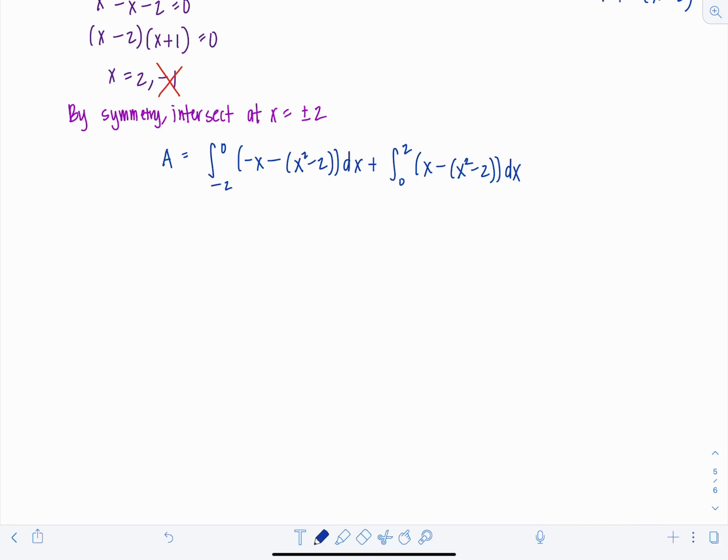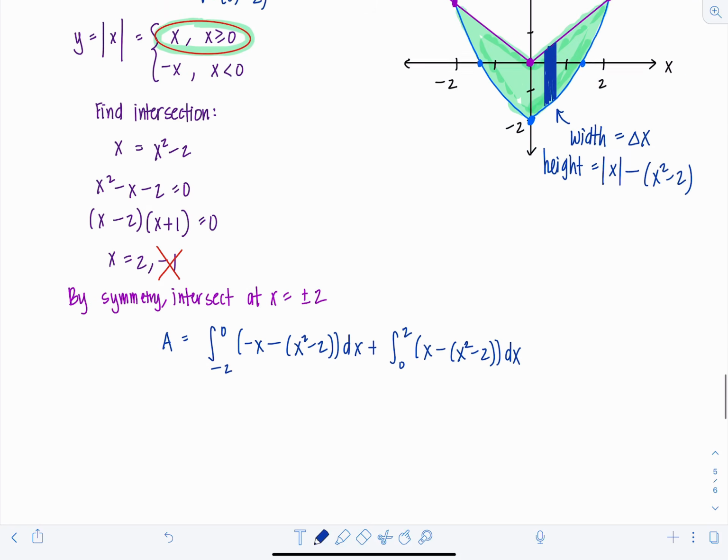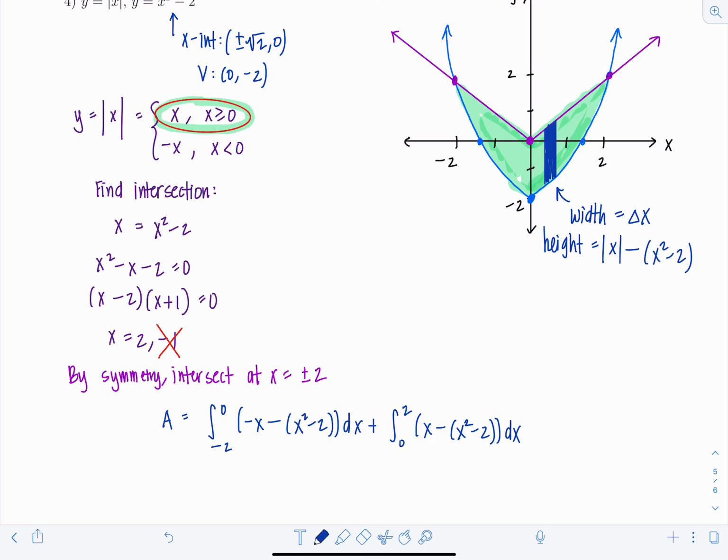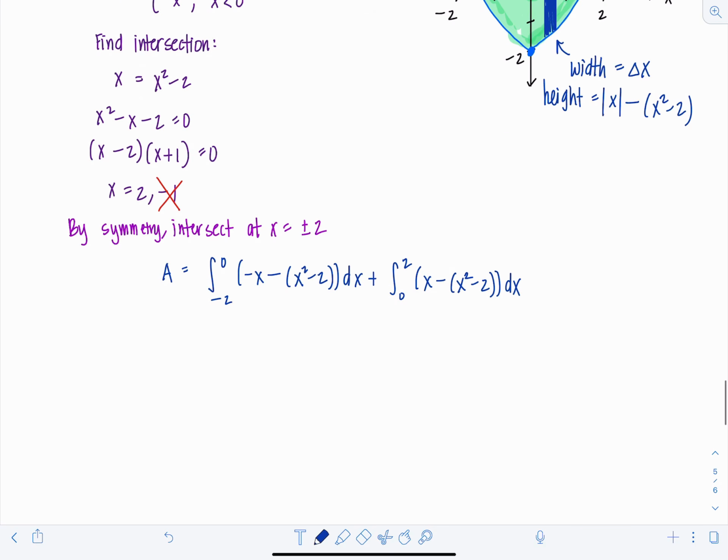Now notice, though, I mentioned earlier that both of these graphs were symmetric with respect to the y-axis. So why bother doing both these integrals? We can just evaluate one of them and then double what we get because of the symmetry, and that will give us the area between the curves. Which one looks nicer to work with? For sure, the one that has 0 as the lower limit, right, without the negatives.